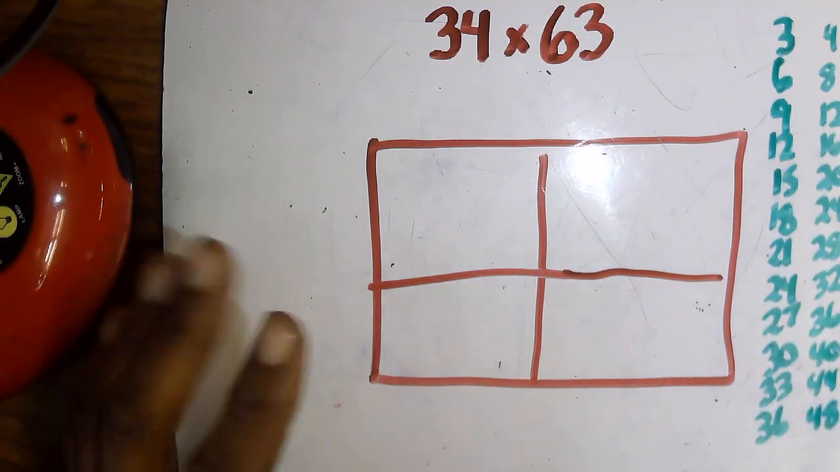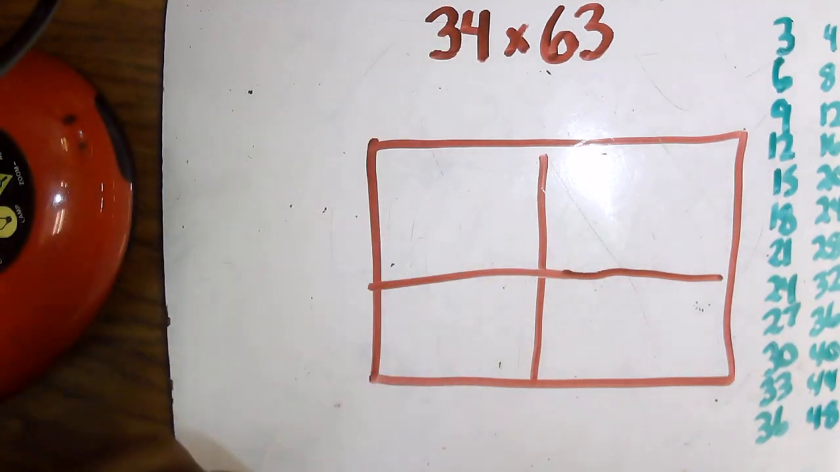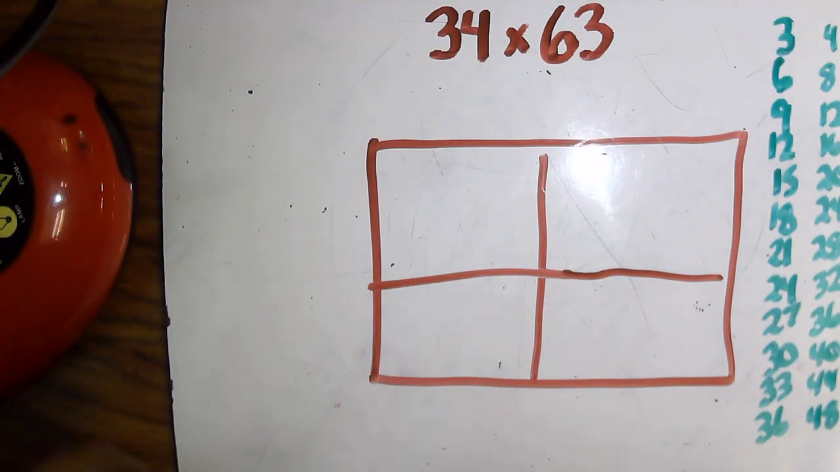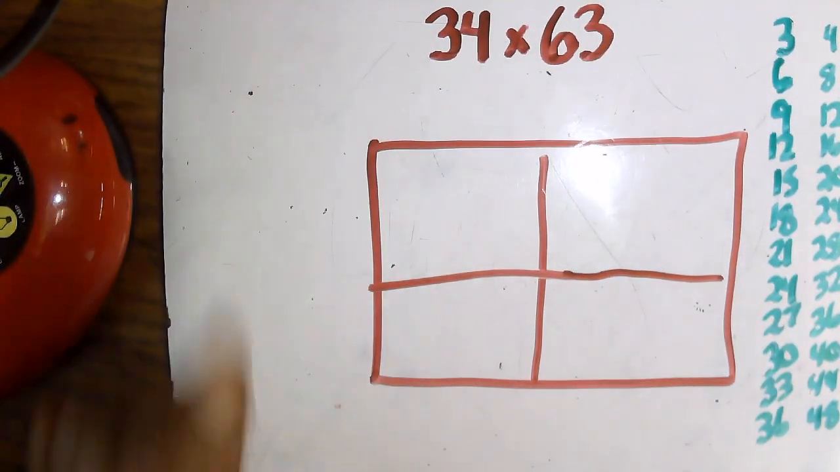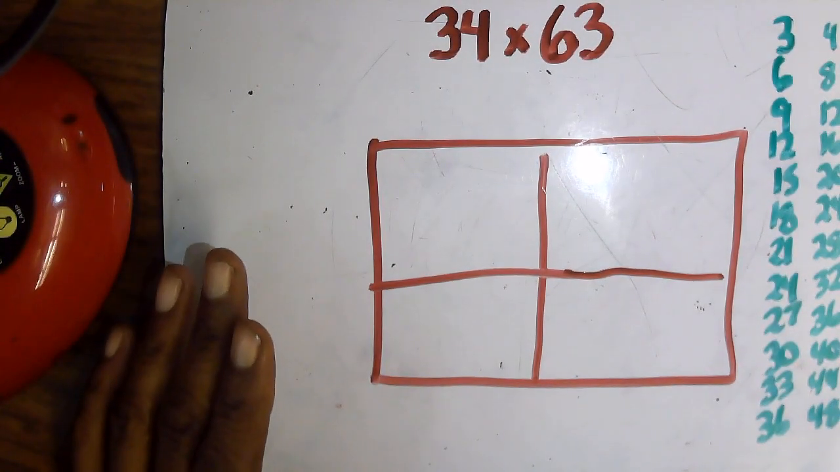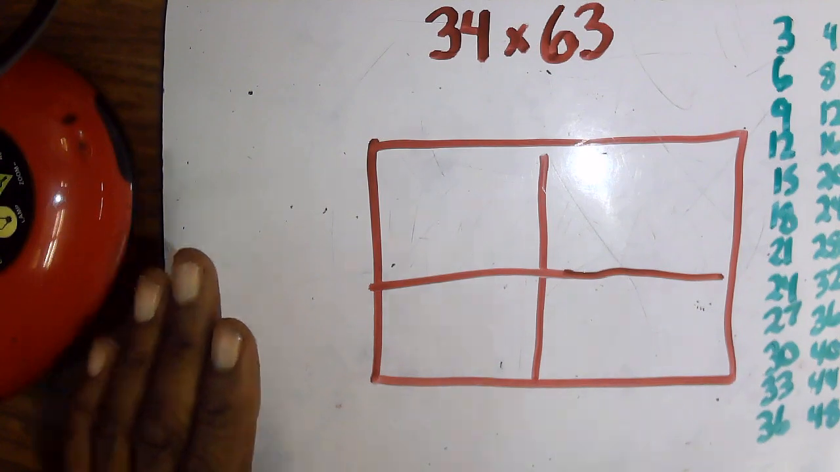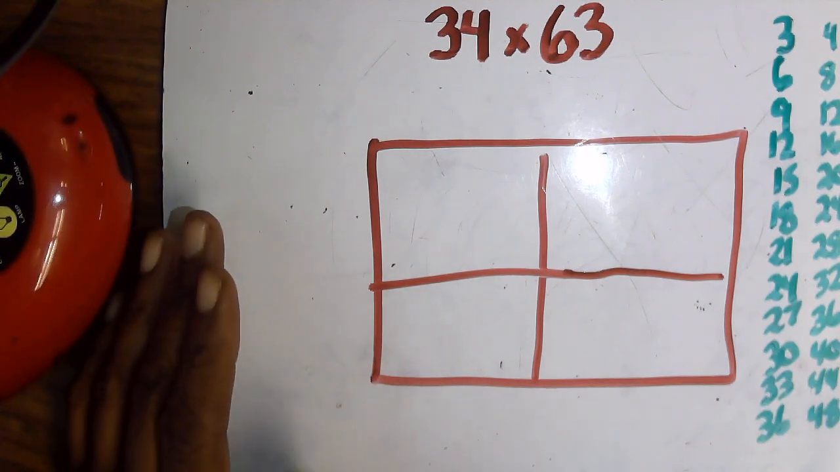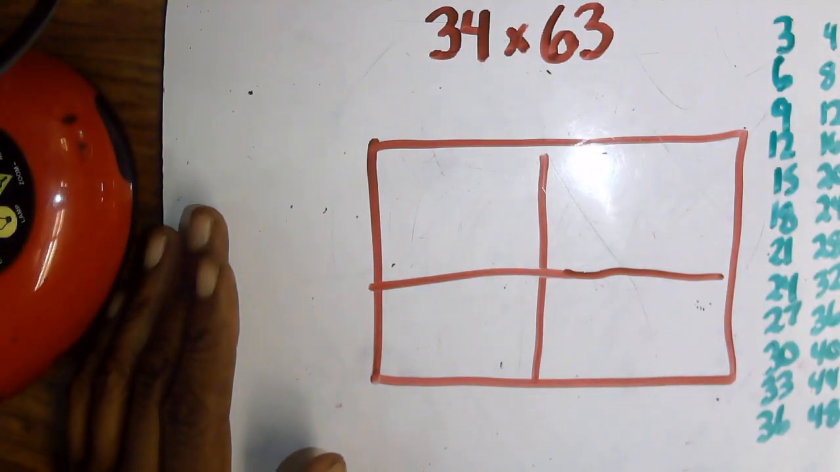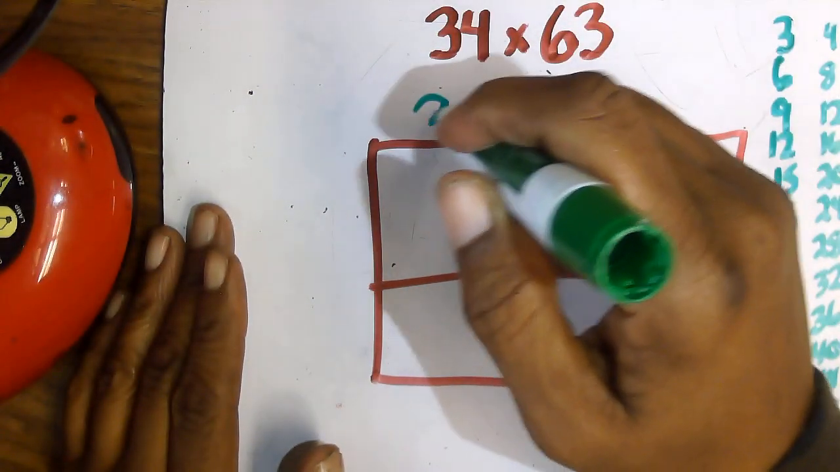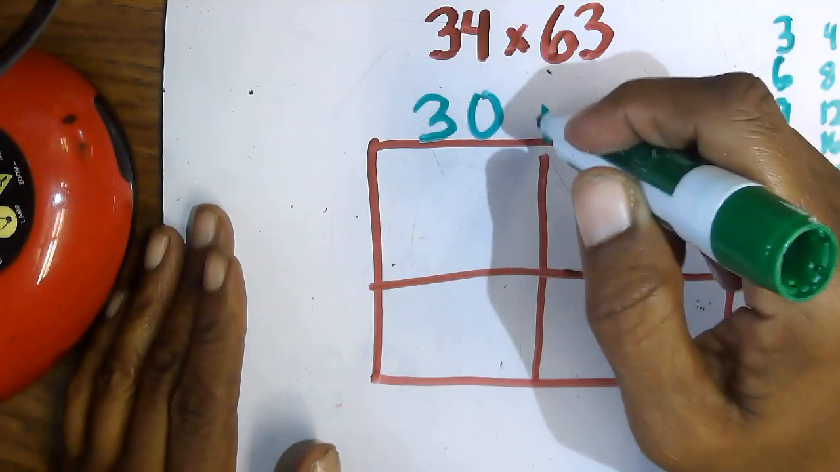4, 8, 12, 16, 20, 24, 28, 32, 36, 40, 44, 48. Okay, so we now have our multiples of 3 and 4, and they're going to help us as we solve this problem. Okay, so we're going to start with 34. I always put that on the top and bottom. So the expanded form of 34 is what, Kennedy? 30 plus 4. So we're going to put that on the top.